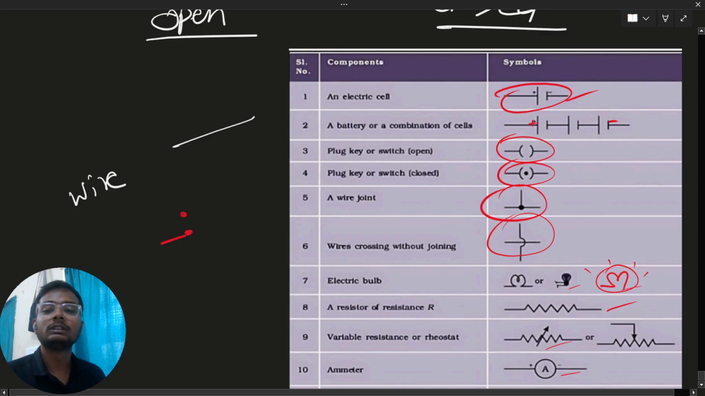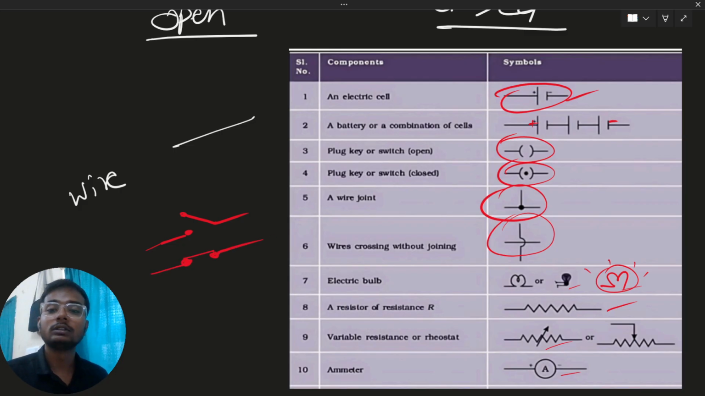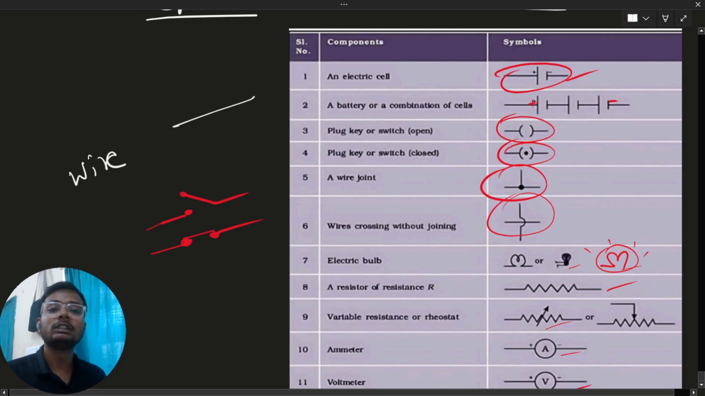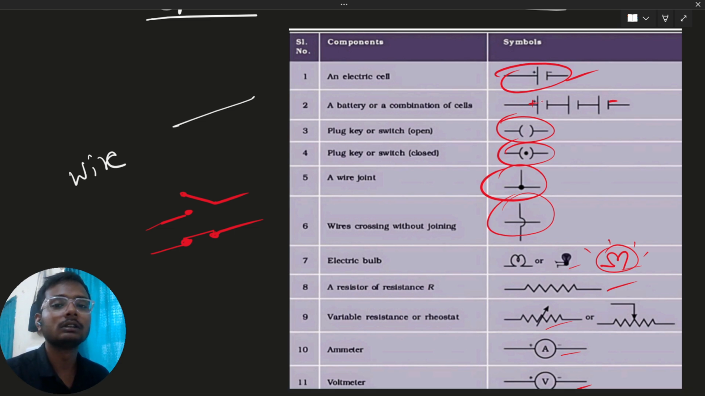ठीक है, switch is used like this one also, it is open and this one is closed. Okay, so switch is used in that way also. So these are the components and their symbols. Acha, remembering and knowing about these symbols is very important because every time I will not be writing the whole word for, like ऐसा नहीं कि bulb and then battery. I will be using the symbols for that.